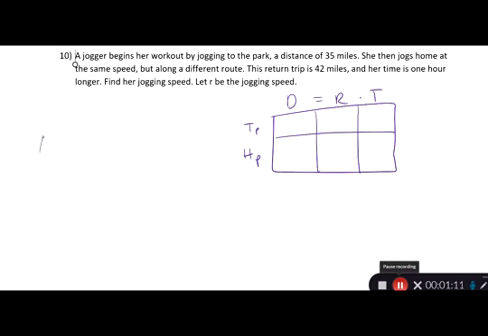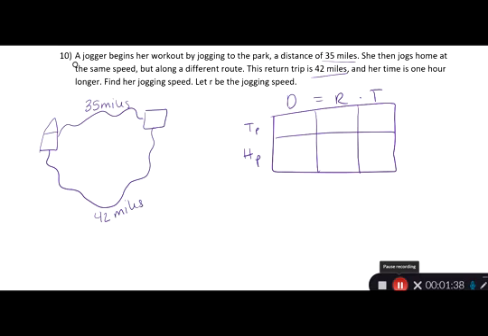So she left her house and she jogged to the park, right? And then she came home on a different, longer route. So the distance to the park was 35 miles, right? It tells us here. And then the return trip was 42 miles, right? And then they tell us that her time is 1 hour longer on the way home, right? So it took her an hour longer to get home.